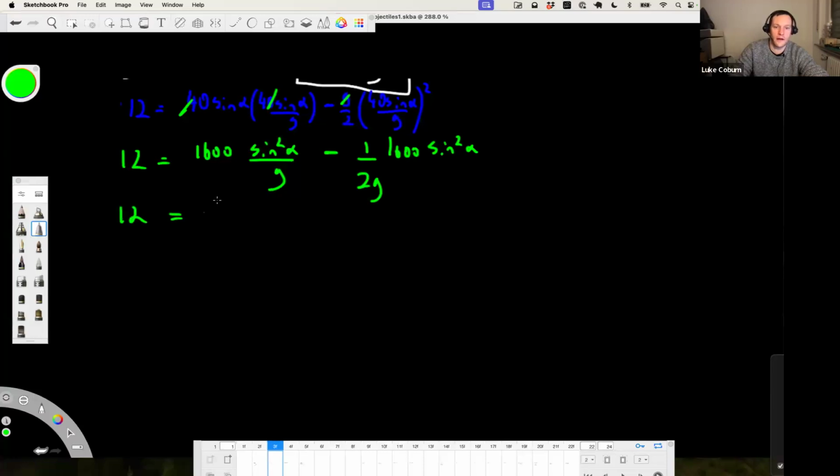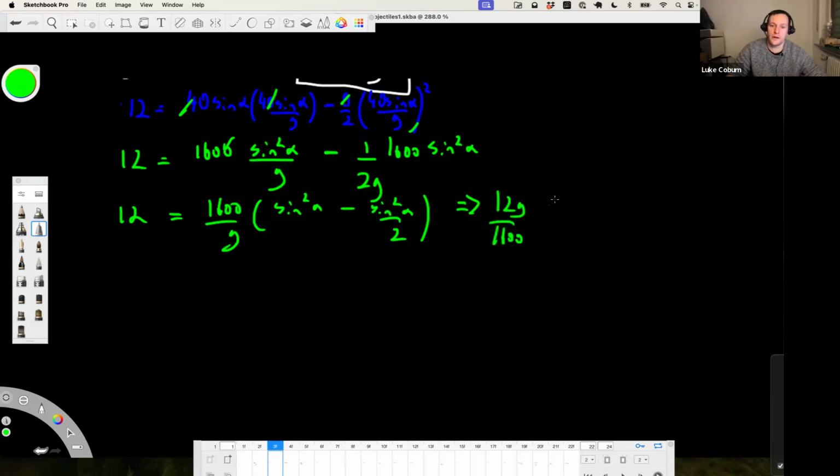Okay, so I've got 12, and then I have 1600 is here and here, and I have over G, and then that's like sine squared alpha minus sine squared alpha over 2, which is going to be 12G over 1600 is equal to sine squared alpha over 2, because that's sine squared alpha minus sine squared alpha over 2, right? So that's like 2 sine squared alpha over 2 minus 1 sine squared alpha over 2. So I multiply that across, I've got 12 over 800 G is equal to sine squared alpha.